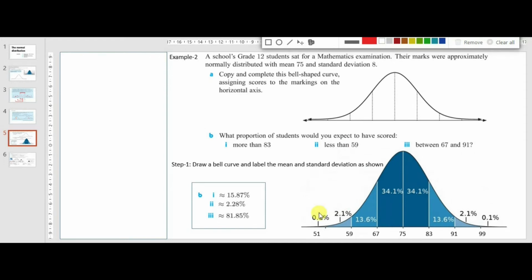Between 67 and 91, which would make it this area, I would add this area obviously, and I would add this area. So this would cover the area under the curve between 67 and 91, and that gives us an approximate value of 81.85%. So as you can see, it's quite easy to read the values from a graph once it is labeled.